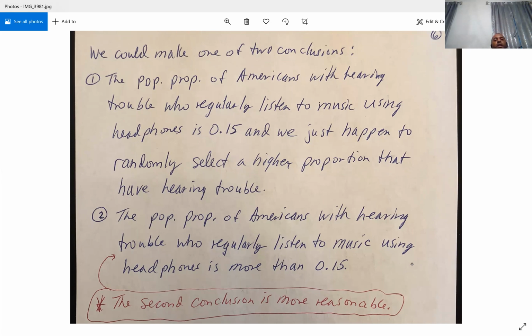But then the second option is that the population proportion of Americans with hearing trouble who regularly listen to music using headphones is more than 15%. So the second one is more reasonable. In other words, the fact that they're regularly using headphones contributes to hearing loss.